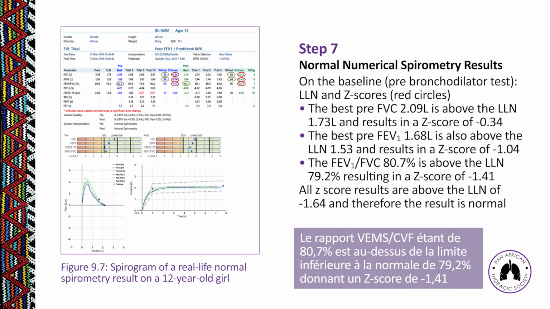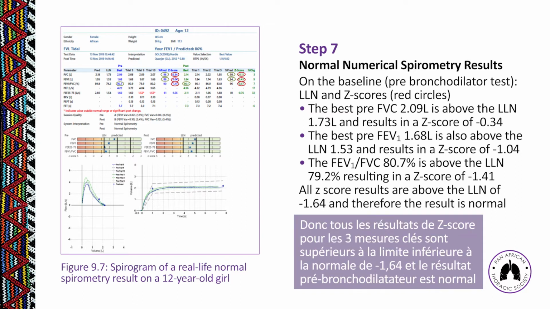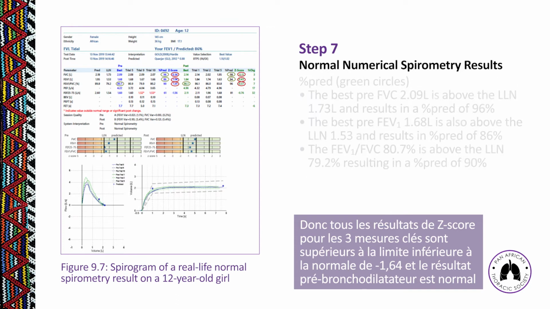The FEV1 to FVC ratio, being 80.7%, is above the lower level of normal of 79.2%, resulting in a Z-score of minus 1.41. So all Z-score results for the three key measurements of spirometry are above the lower level of normal of minus 1.64, and therefore the pre-bronchodilator result is normal.